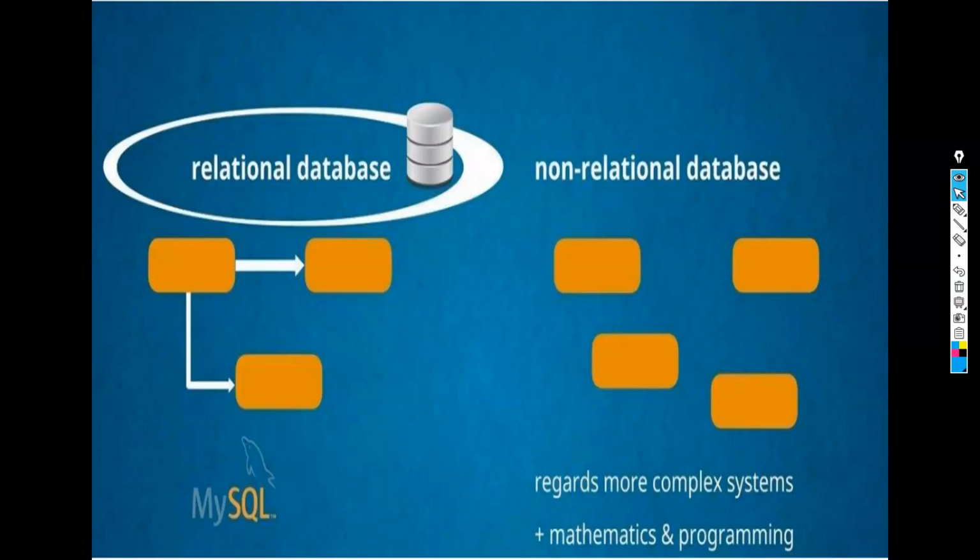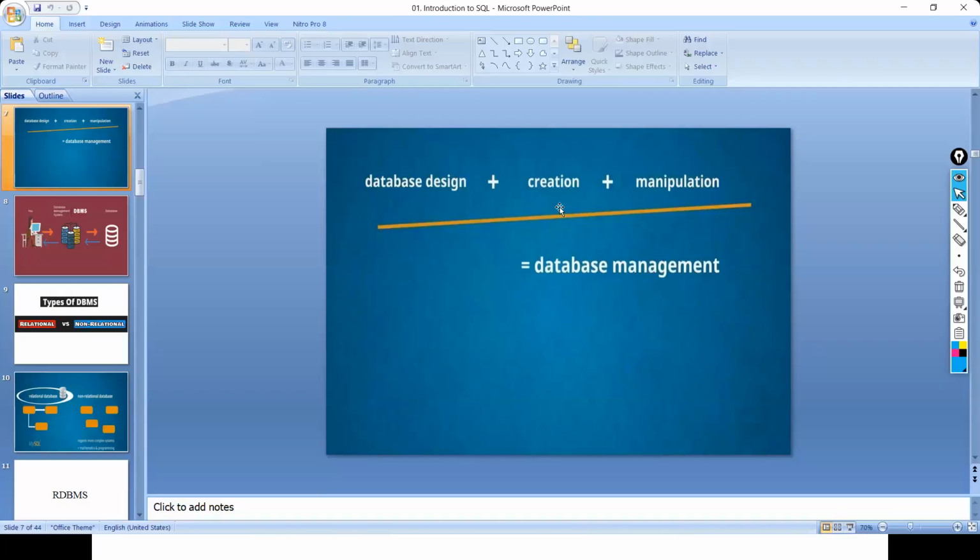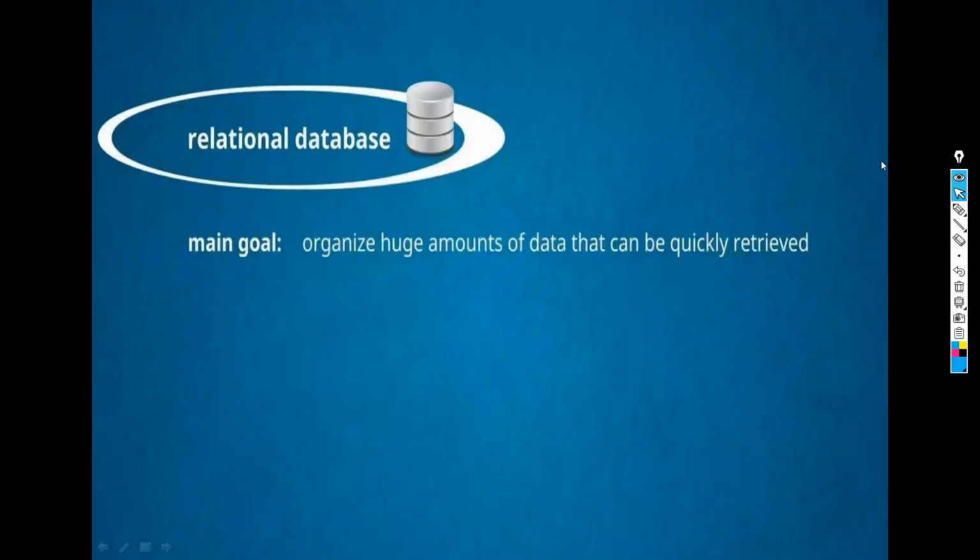Let's take an example and see how this will be done. Let us understand each and everything one by one. If the tables are connected to each other, it is called a relational database. If the tables are not connected to each other, it is called non-relational. So now, what is a relational database management system?